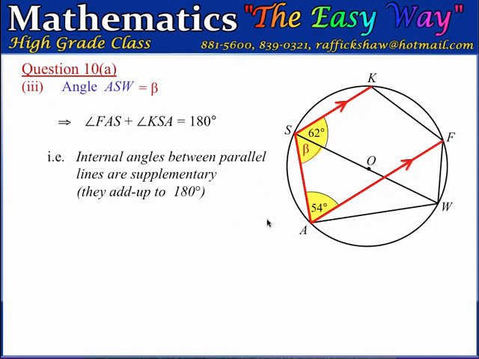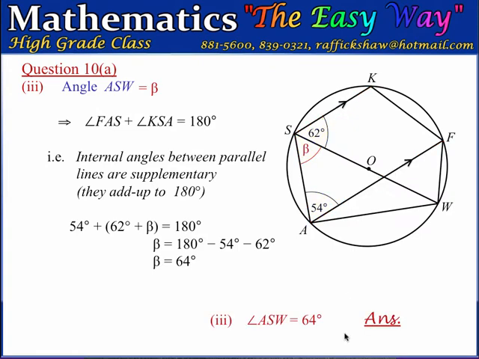In any case, the angles are supplementary, and we can therefore write this 54 degrees plus the sum of 62 degrees and beta from here add up to 180 degrees. To find beta, all we need to do is subtract 54 degrees and 62 degrees from both sides of this equation. Beta will be equal to 180 degrees minus 54 degrees and also minus 62 degrees. When we do that calculation, the result is 64 degrees, and therefore this angle beta, angle ASW, is 64 degrees. And that's the answer for that part of this question.